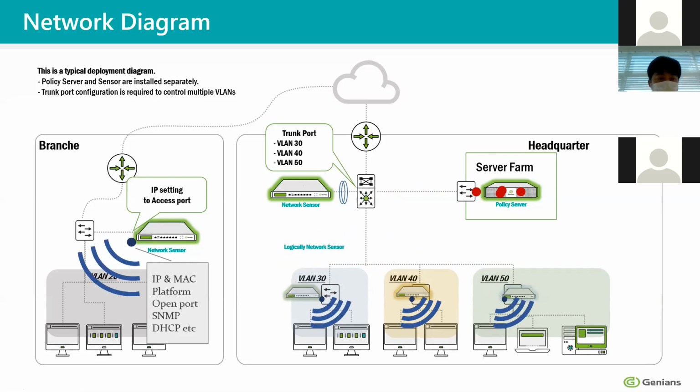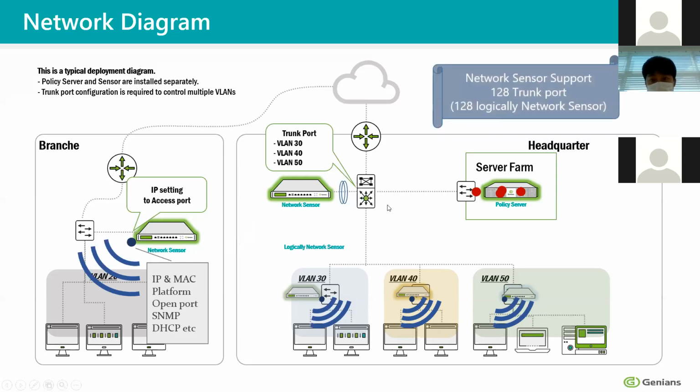Okay. So here, like the NGCP, there are multiple branches. So we need to install the network sensor at each branch. The network sensor supports 128 trunk ports logically, but we recommend 64 trunk ports to be used.